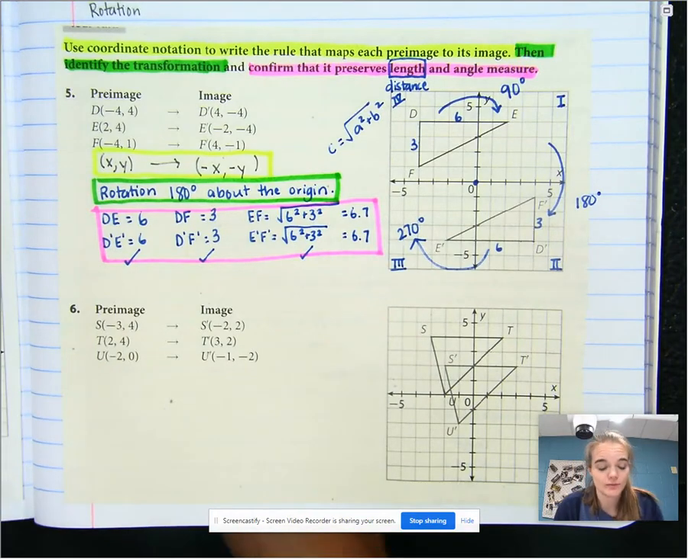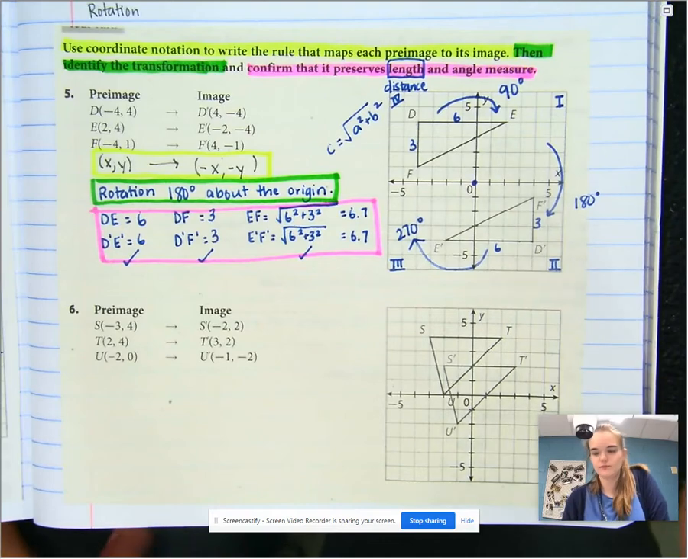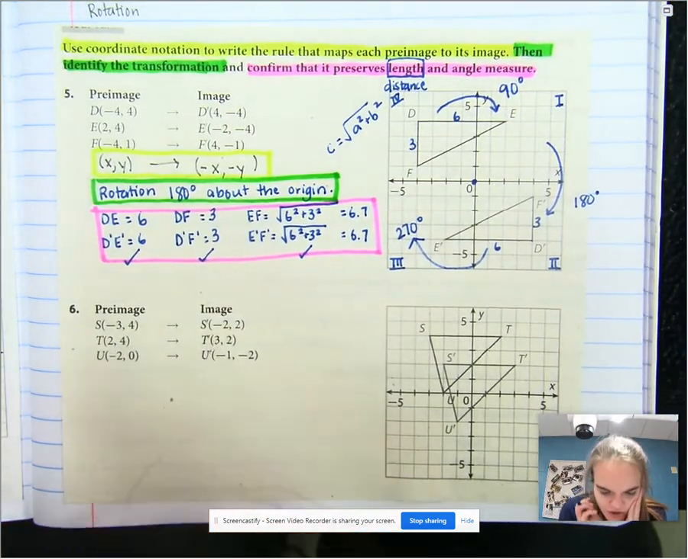I'm going to go ahead and keep going because remember, I want the video to be short, but you have the option to pause it. All right, step 1, find the rule. What happened from here to here? This one's tougher.